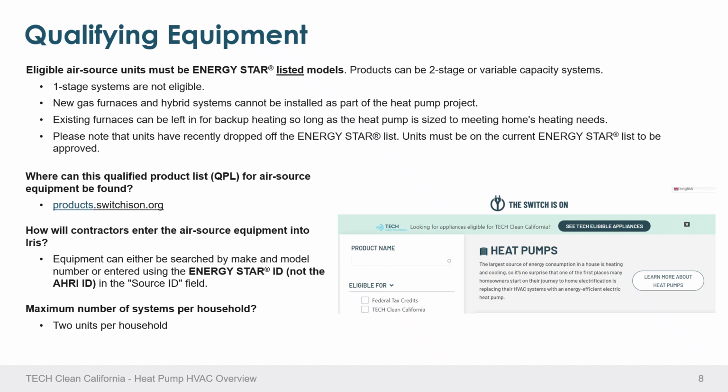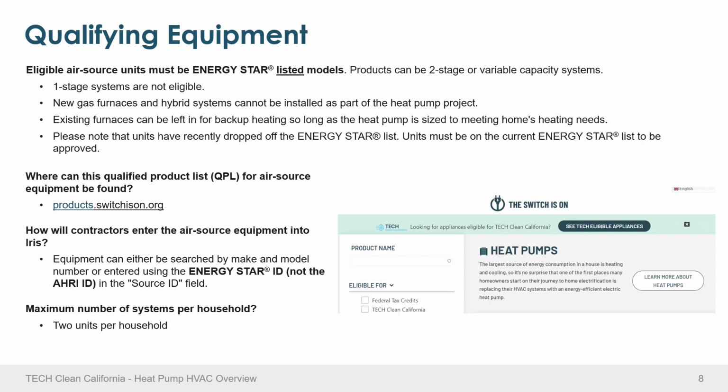New gas furnaces and hybrid systems cannot be installed as part of the heat pump project. Existing furnaces can be left in for backup heating so long as the heat pump is sized to meet the home's heating needs. To find the QPL, visit products.switcheson.org/, click Heat Pumps, and filter using the Eligible for Tech Clean California button.